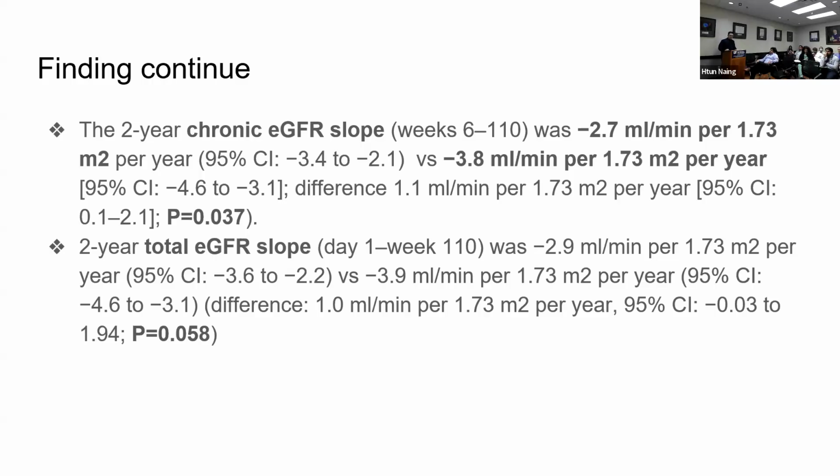Which is statistically significant. But if you look at the 2-year total eGFR slope, there's a 2.9 versus 3.9 difference of 1, but the p-value is 0.058. So it's not significant. But they used the fast chronic eGFR slope and then got the full approval.